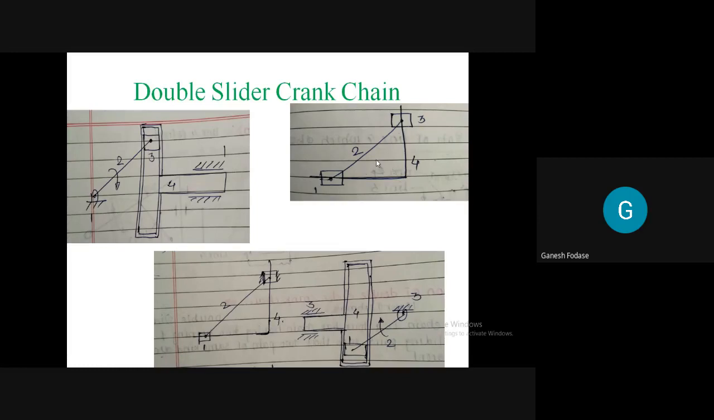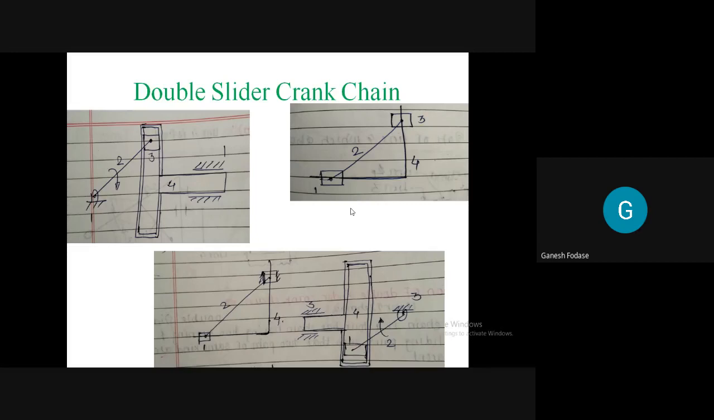Okay, till now no link is fixed. What I want to tell you is, it is just a basic double slider crank mechanism in which link number 1 is a slider, link number 3 is a slider, link number 2 is a connecting link, and link number 4 is also a connecting link. Now my question to you is, which 2 links form a turning pair with respect to one another?